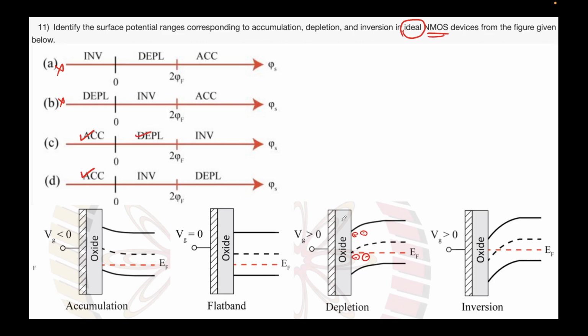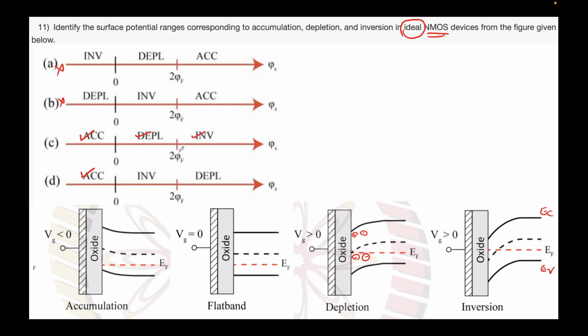And if you increase the bias even further on the positive side, the bands will bend even further, and EF will move closer to EC. Top band is EC, bottom is EV, and you see EF is closer to EC. That means at the surface, it's behaving like predominantly n-type, while the bulk is still p-type. In the bulk, EF is still closer to EV. So this is called an inversion.